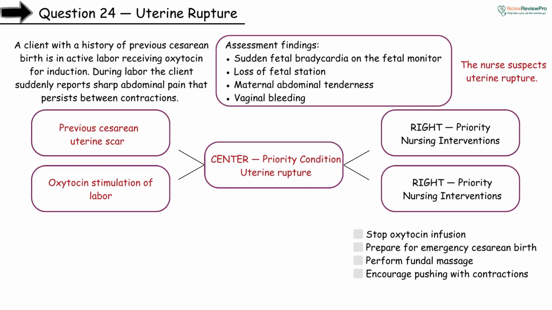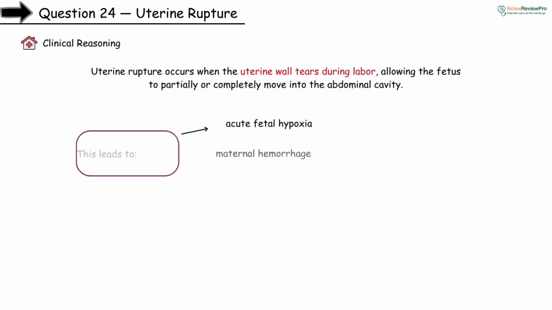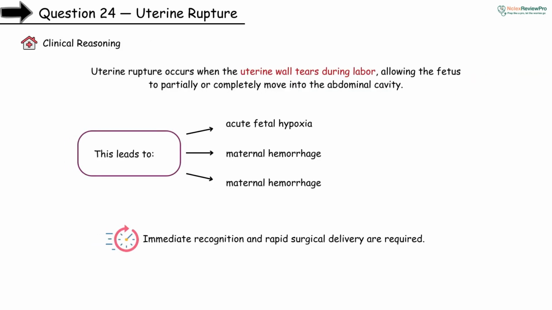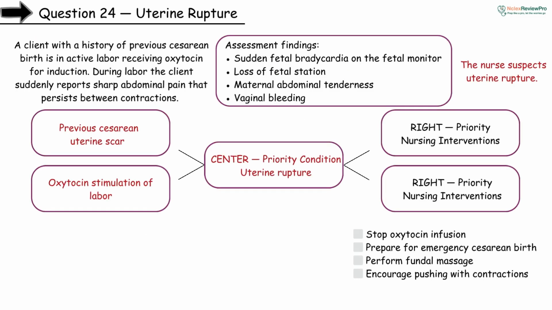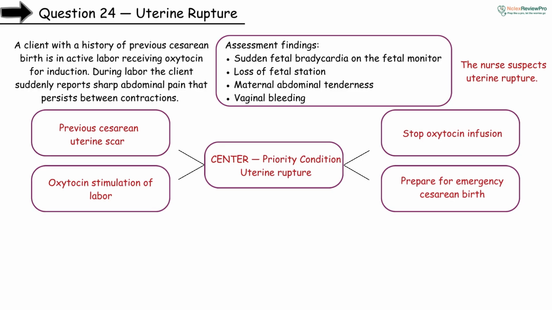Now moving to the center, the priority condition is uterine rupture. This is a catastrophic event. The uterine wall tears, and the fetus may partially or completely move into the abdominal cavity. This leads to acute fetal hypoxia and maternal hemorrhage. Now let's move to the priority interventions. The correct answers are: stop oxytocin infusion, prepare for emergency cesarean birth.